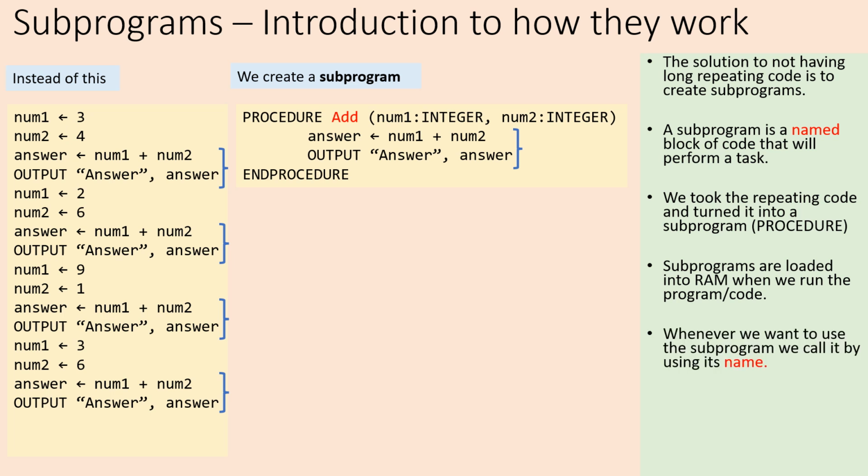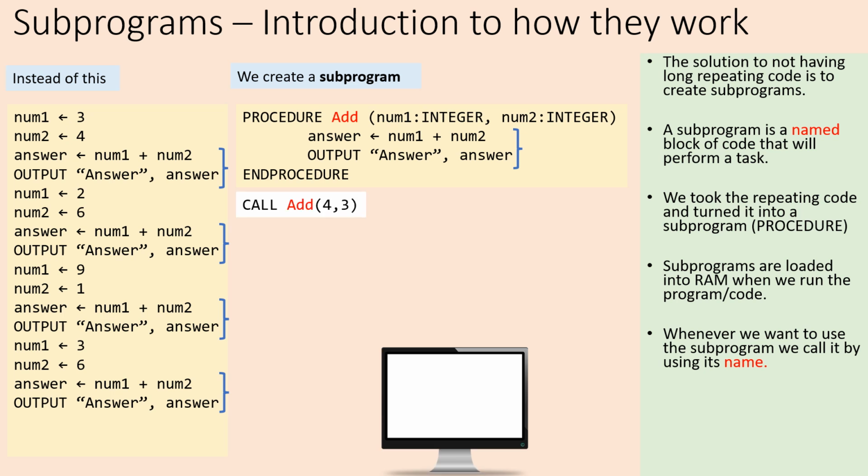So how do we use it? We simply call it by using its name. In this particular pseudocode, we write the word call. That tells us we want to access a subprogram. Then we put the name of the subprogram, and in brackets we put the values that we want that subprogram to use. In this case, I want to add 4 and 3. So 4 and 3 are passed to the subprogram. Num1 will become 4, num2 will become 3. We can then add them and output the answer.